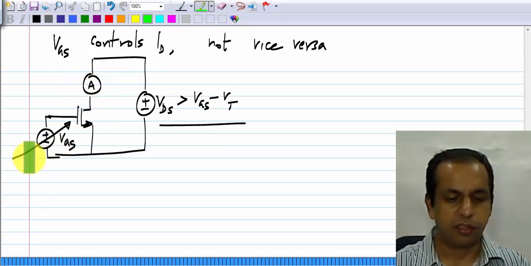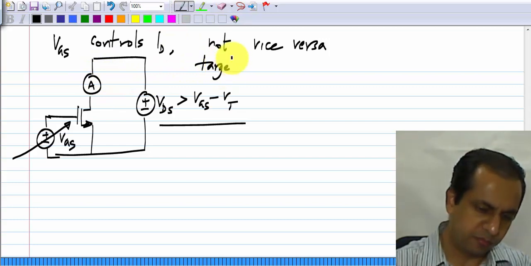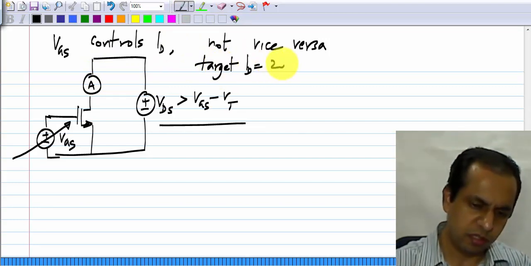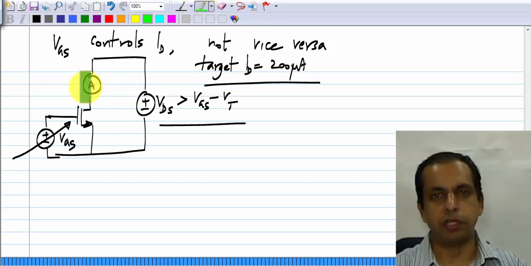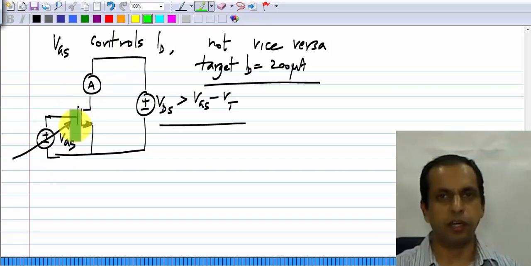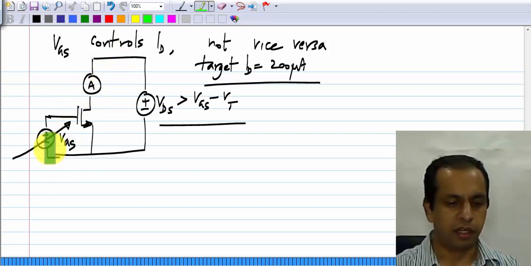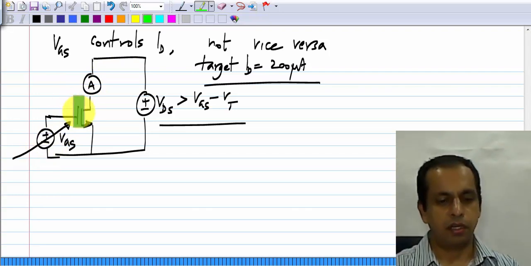Then I know that I want to have a current of 200 microamperes. So what do I need to do? If it's 50 microamperes, I know that I have to increase VGS to increase the current. So I increase VGS a little further, maybe it becomes 100, then I increase it further, it becomes 150 and so on, and I increase it finally until it reaches 200 and then I stop there. Okay, so that will work.